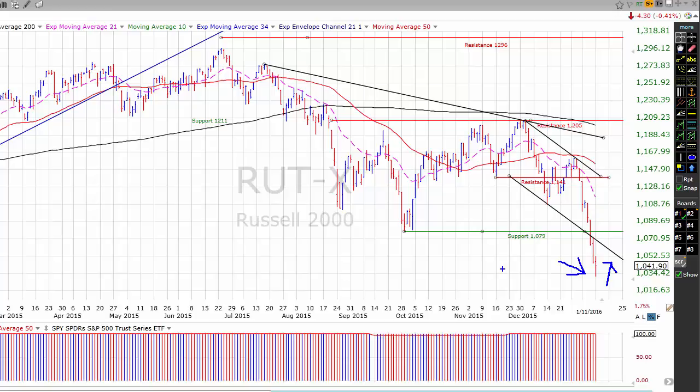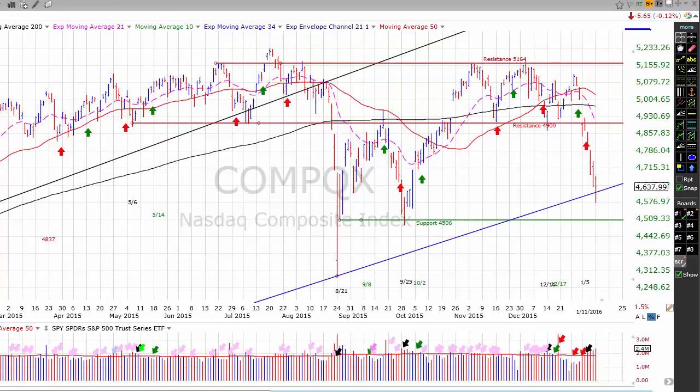Let's take a look at the Nasdaq Composite. Nasdaq yesterday was down 5.65 points, or 0.12%. We closed at 4637, and note how we tested support at this long-term trend line. And for now, we've held that support level. The Nasdaq yesterday marked its 8th straight down day. Trading volume was higher than the prior day, giving us a distribution day.